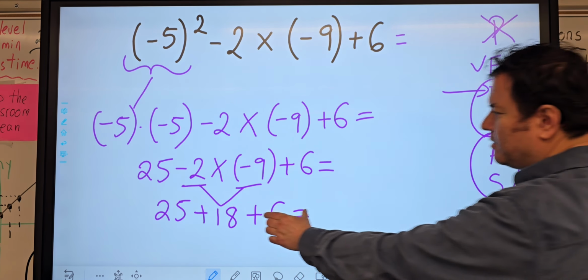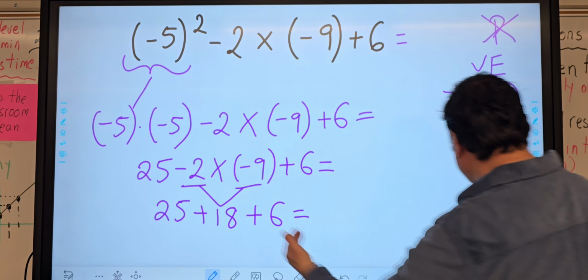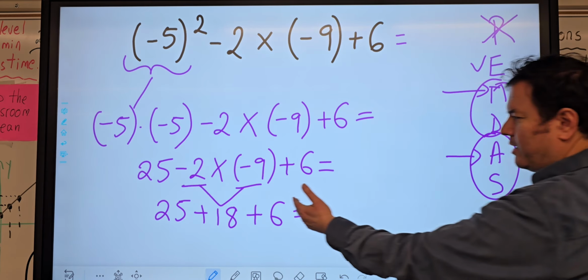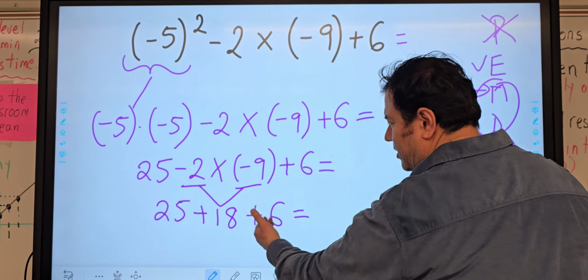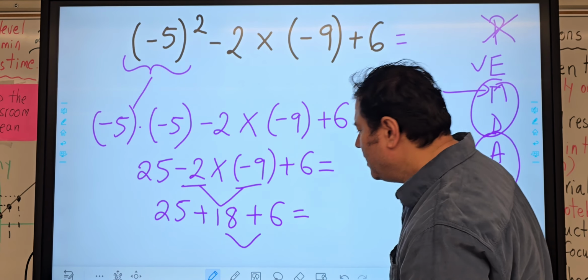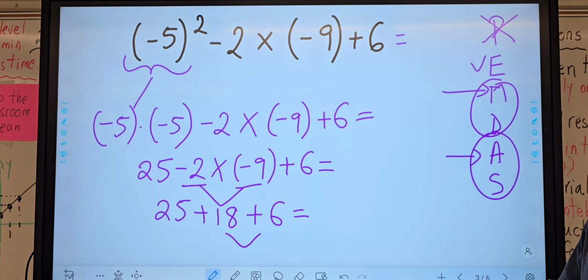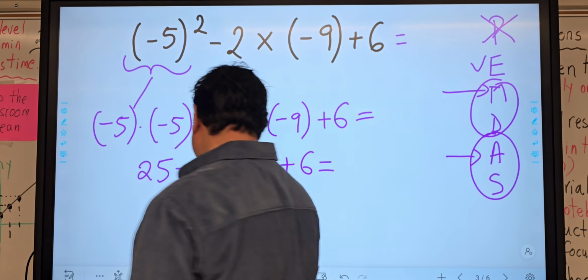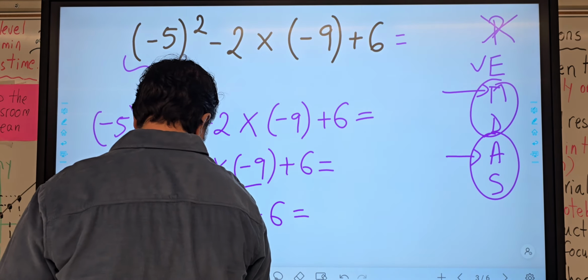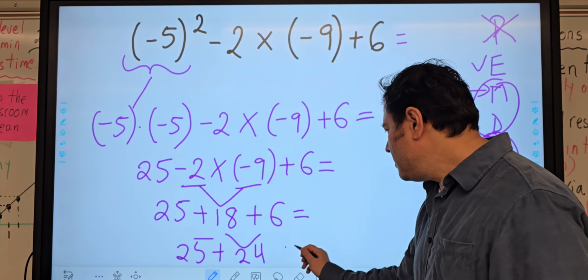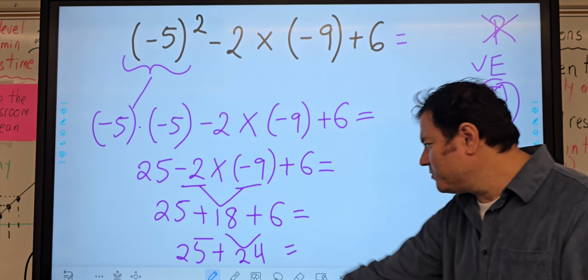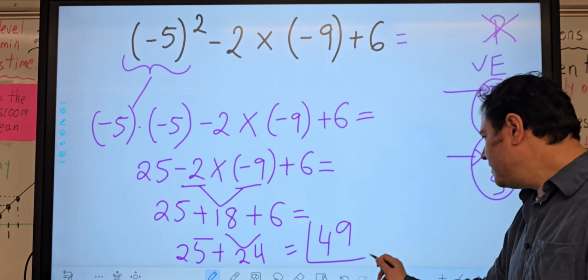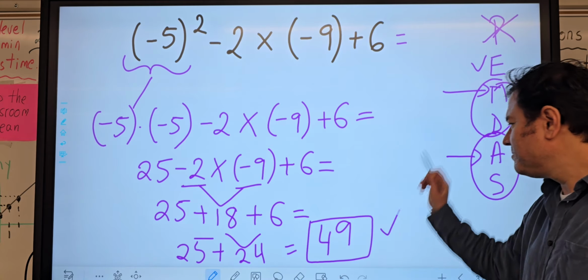And then let's do two at a time. We just have addition now. Either way would work. Either we add 18 plus 6. Let's do this first. It's fine. 18 plus 6 would be 24. So here we get 24. And then we have 25. 25 plus 24 becomes 4 plus 5, 9. 2 plus 2, 4. 49 is our final answer.